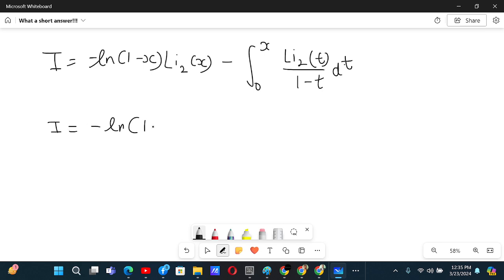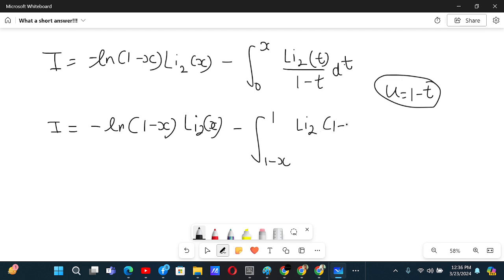Minus ln of 1 minus x Li2 of x minus, if I make a substitution u equals 1 minus t, basically this will be 1, this will be 1 minus x, and there will be minus dt. So that's why we reflect the limits of the integral from 1 minus x to 1, and Li2 of, since I'm making substitution that u equals 1 minus t, our t will be 1 minus u. Li2 of 1 minus u by u du. Yeah, because I've written du, the minus sign is already in action over here. Now how do we do?